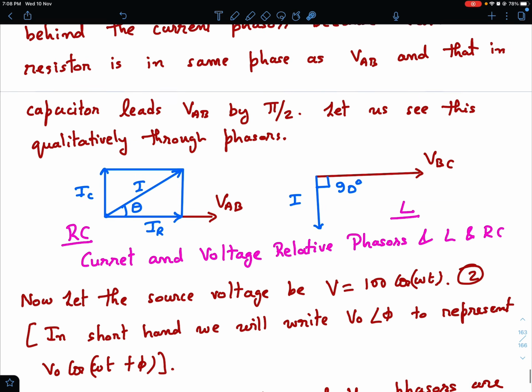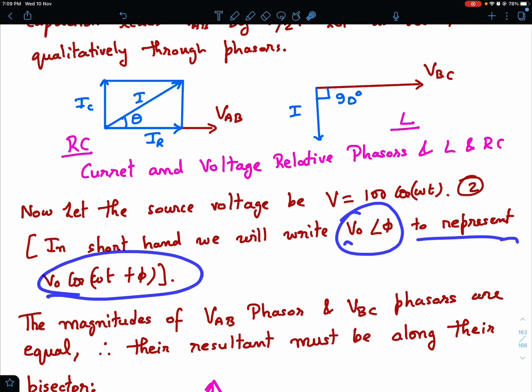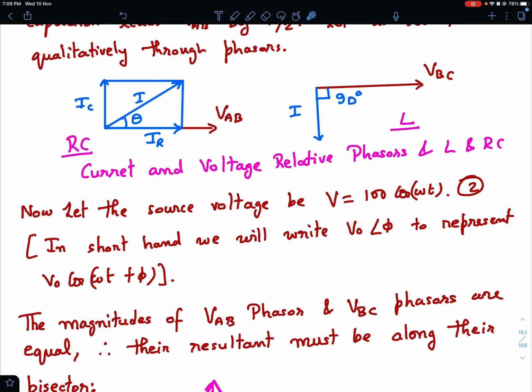Okay, now we have to start our observation at some point of time. So let us say this is 100 cos omega t, or maybe 100 root 2 cos omega t, it will not make a difference to our analysis. If you want, you can put the root 2 everywhere, but our analysis remains the same, it's not a problem. In shorthand, we will be writing this as V naught angle phi, it represents V naught cos of omega t plus phi, okay.